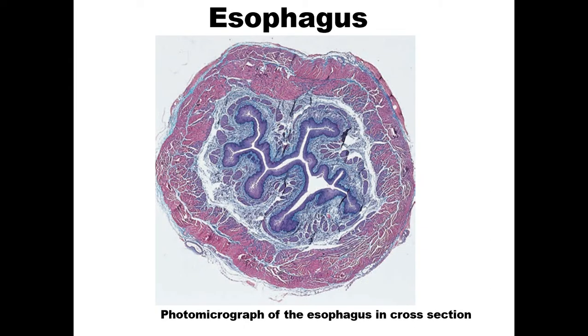This is the photomicrograph of the esophagus in cross-section. The lumen of the esophagus has an irregular shape because two inner tunics of this organ, the mucosa and the submucosa, produce several longitudinal folds into the lumen of this organ.